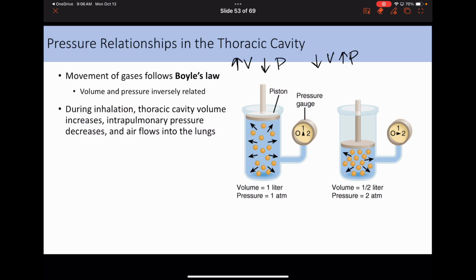Okay? When your diaphragm contracts and you create more space inside your chest, then you move to a space like this, where there's more room for those air molecules to move. They're bumping into the walls and each other less often, which means less pressure.